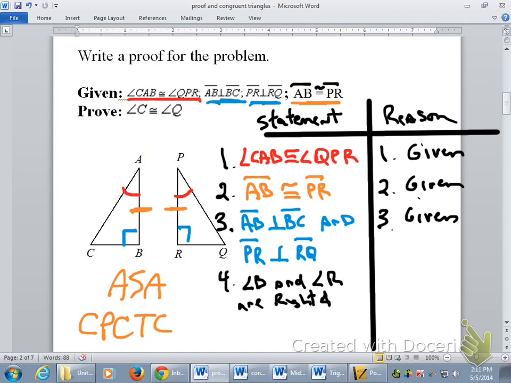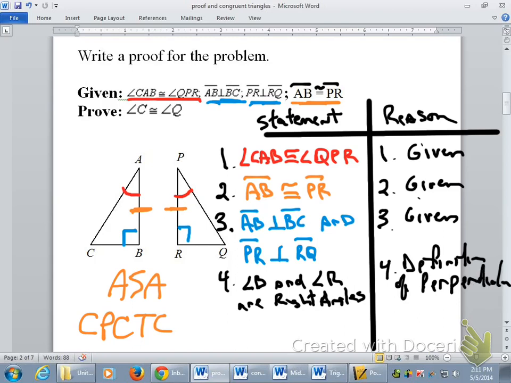Why don't you just say they're congruent? Okay, that's a good question. The reason I didn't say they were congruent yet is because all they told me was that they were perpendicular. And what's the definition of perpendicular? That they're right angles. So this is actually the definition of perpendicular.